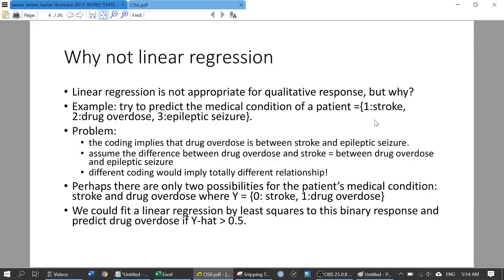So for this one, we could fit a linear regression by least squares to this binary response, and we can predict drug overdose if the estimated response variable is larger than 0.5. So this 0.5 is actually the predicted probability. If the probability is high, and you need to remember that the probability must be between 0 and 1, so if the probability is above 0.5, then we would classify this observation as belonging to drug overdose. Okay.